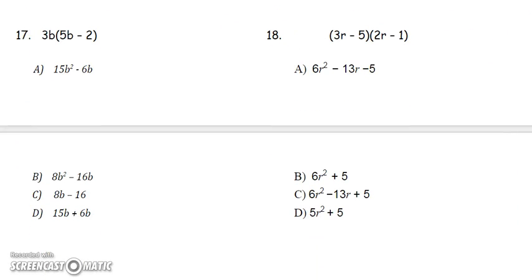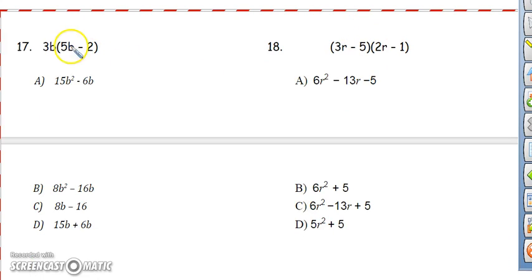All right, so basic stuff here. Let's just look at these two. Remember distributive property. So 3b times 5b would be 15b squared, because b times b is b squared. And then 3b times negative 2 would be negative 6b. That's all it is.